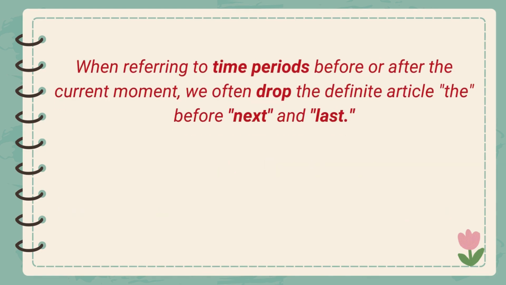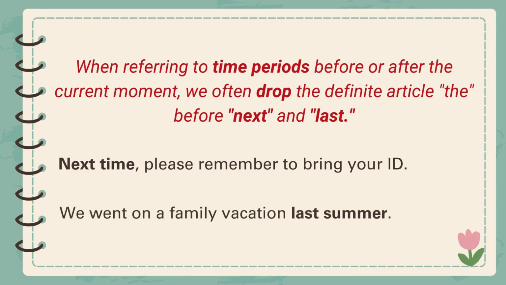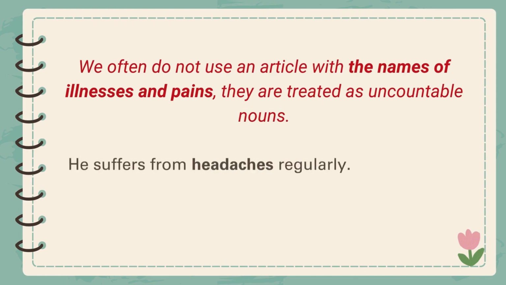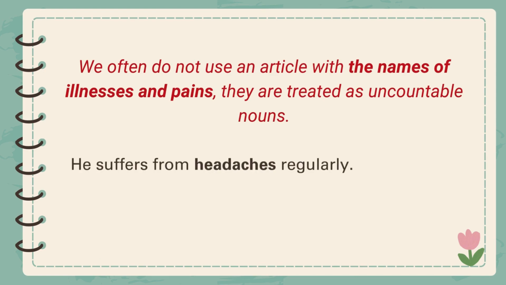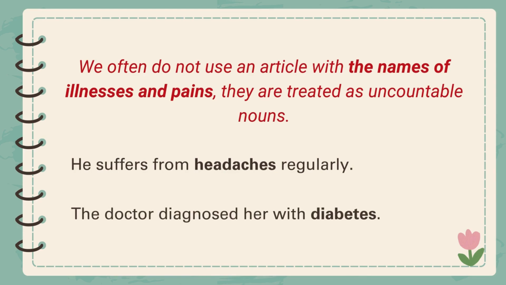When referring to time periods before or after the current moment, we often drop the definite article the before next and last. For example, next time please remember to bring your ID. Another example, we went on a family vacation last summer. We often do not use an article with the names of illnesses and pains. They are treated as uncountable nouns. For example, he suffers from headaches regularly. The doctor diagnosed her with diabetes.